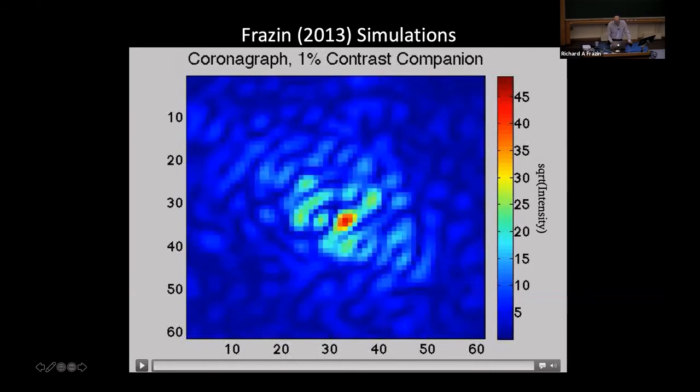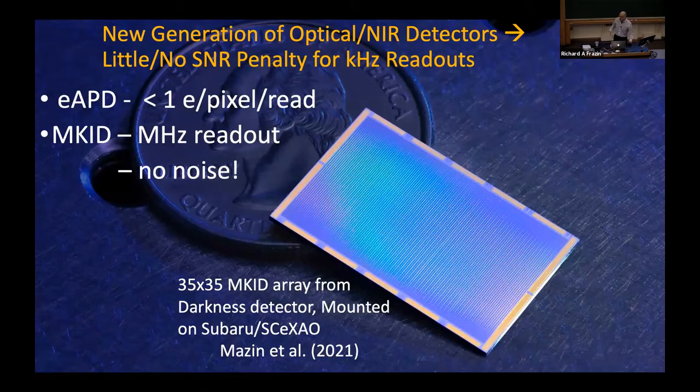Now, with all this millisecond data, you might wonder, well, what's the cost of all these rapid readouts?